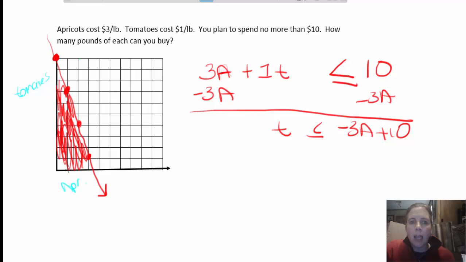You could buy 1, 2, 3 apricots and 1 tomato. There's all these different things you could buy. You could buy 0 apricots and 10 tomatoes. Okay, so any of those would work. So you would just show it using your graph. You wouldn't actually answer it. You would show it using your graph because there's so many different combinations.